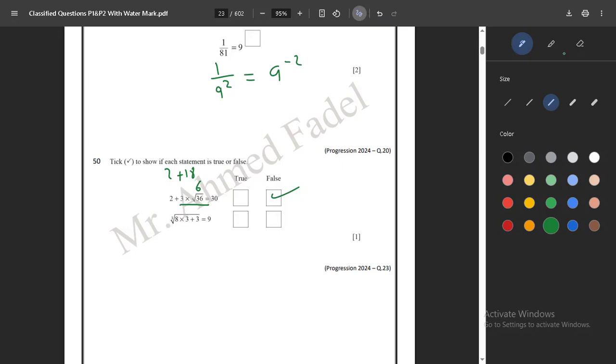So it is 2 plus 3 times 6, which is 18. 2 plus 18 is 20, not 30. But the next one here, I need to do the multiplication first. So it's cubic root of 8 times 3, which is 24, plus 3, which is going to be cubic root of 27, which is equal to 3. So it's also false, not true. 24 plus 3 is 27. Cubic root of it is 3. So it's false.